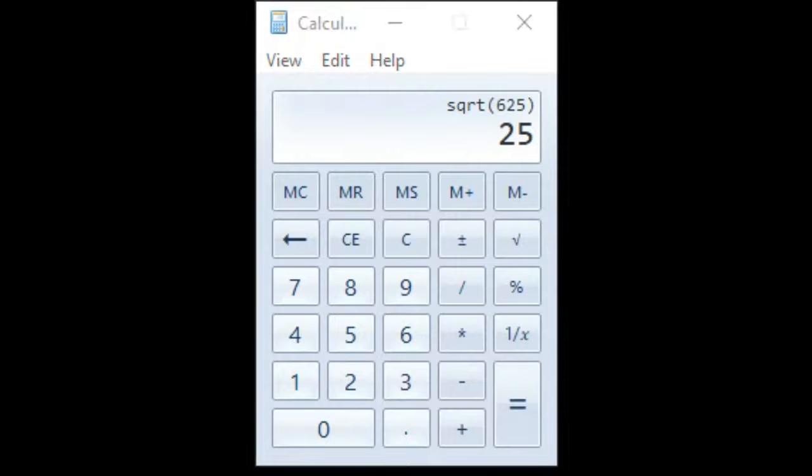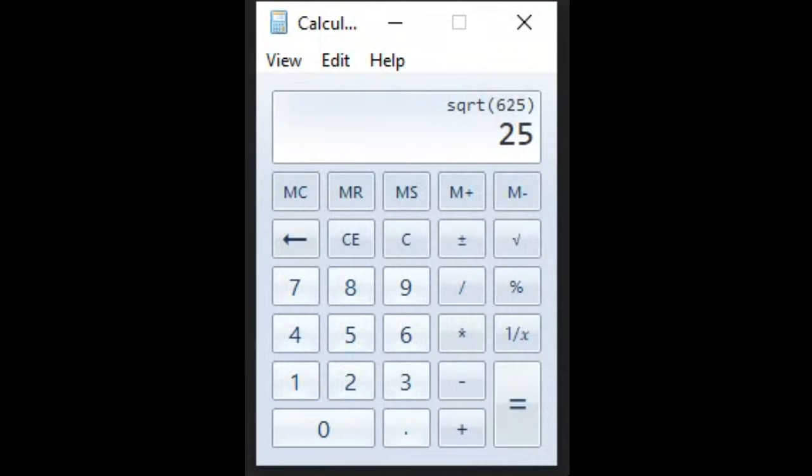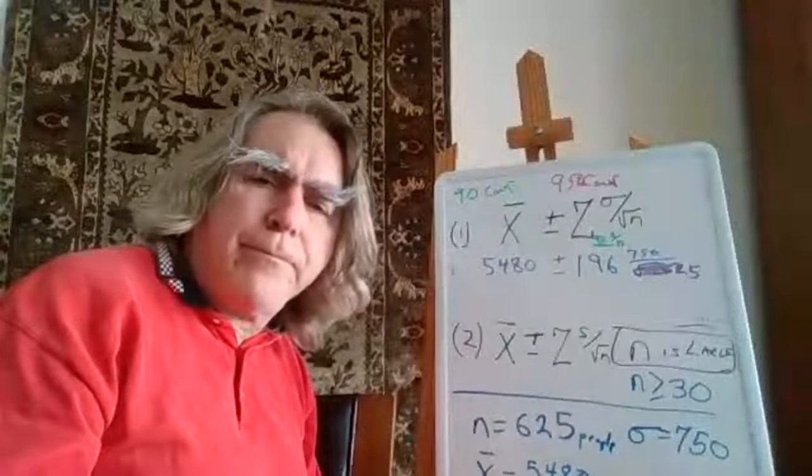Okay, so let me clear everything. And it clicks, but it doesn't do what it's supposed to. 750 divided by 25 is 30. Okay. So stop sharing.